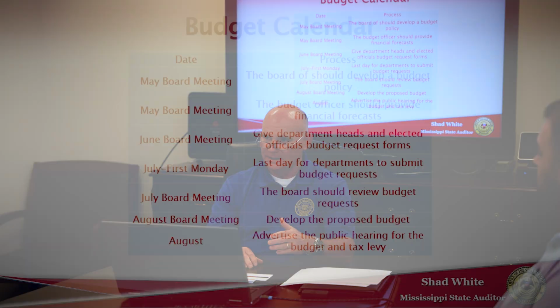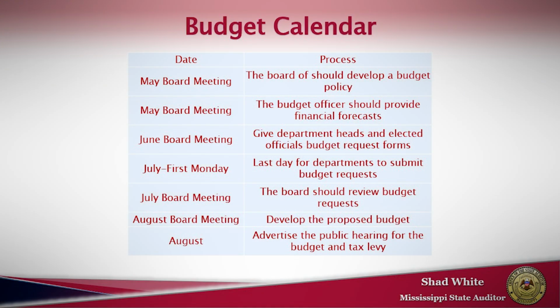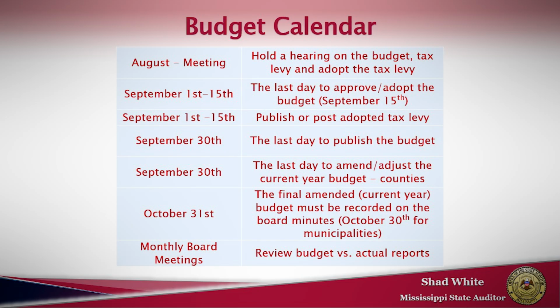Then we get into where you really need to start thinking about when you start this process, you need to finish this process. Because in August, you need to advertise your public hearing on the budget and the tax levy. That's got to be done for 2 weeks. We'll get in a little more detail on that in the next couple of slides. But you've got to advertise your public hearing starting in August. Sometime in August, you need to have that public hearing to adopt a tax levy. In that public hearing, counties and municipalities have to adopt a tax levy or start the process over again, which means it throws it back 2 weeks.